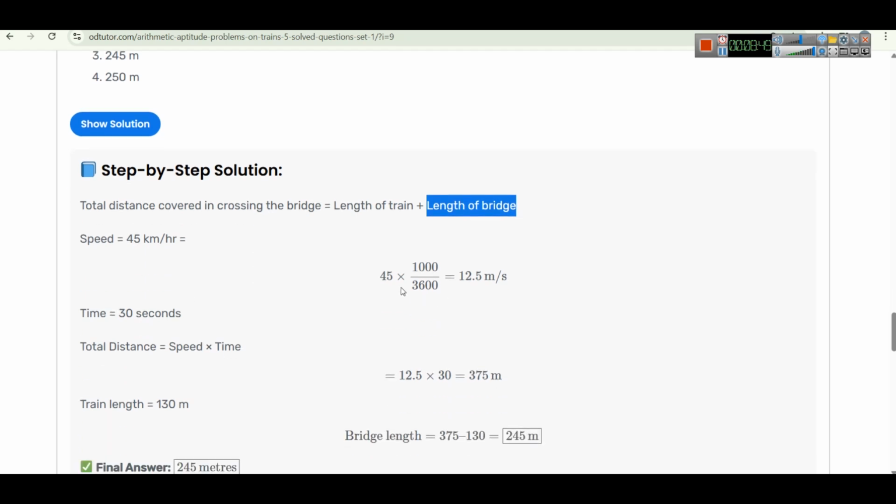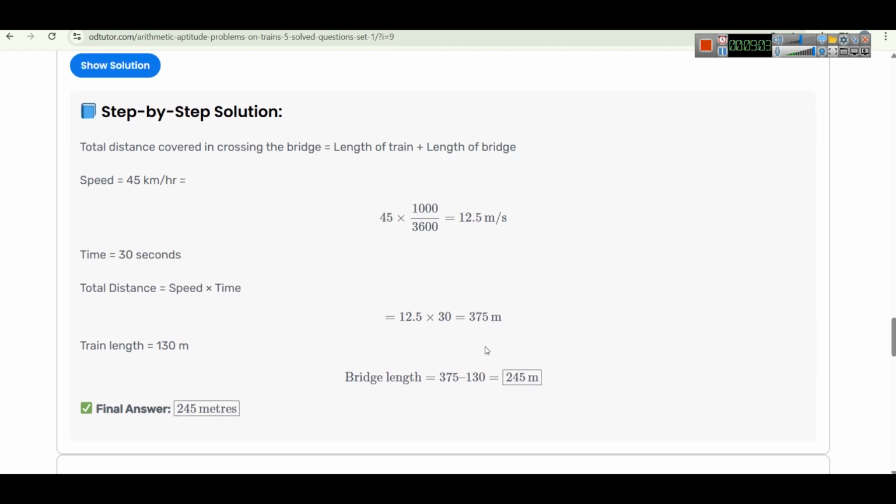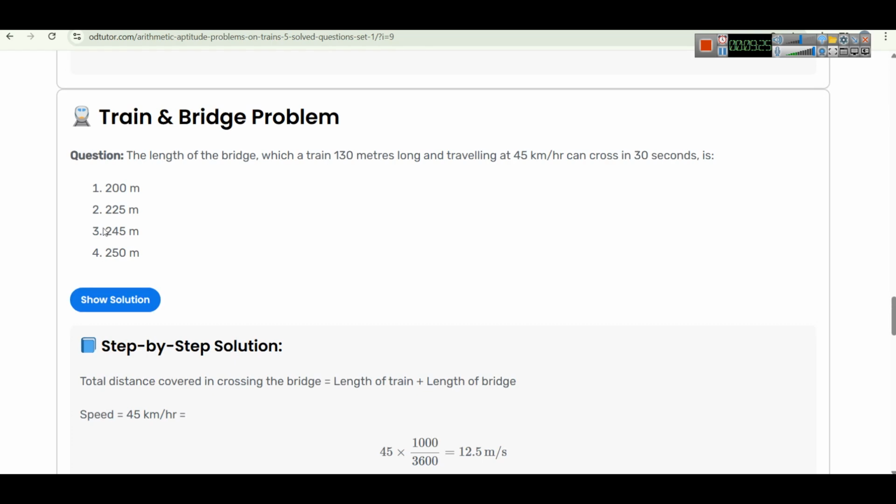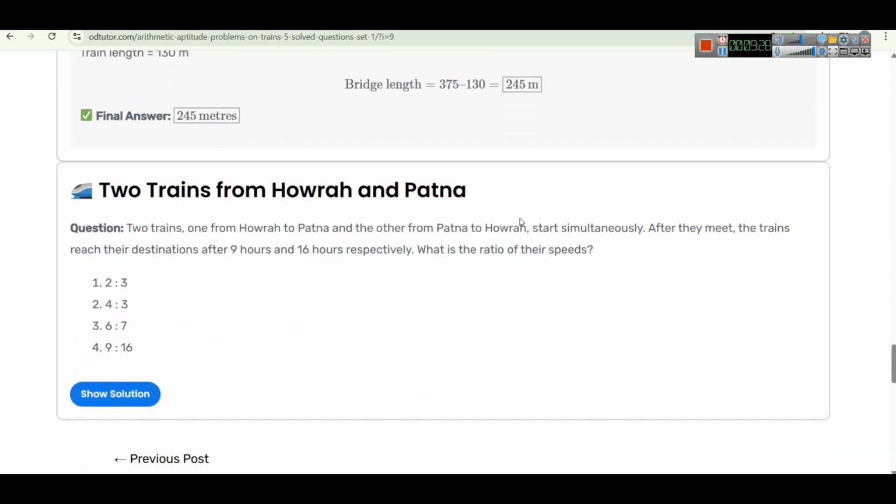So speed is 45 kilometer per hour, which is 12.5 meter per second. Time taken is 30. So distance is speed into time. So your time is 30, which will be 375 meter total distance. Now train length is given as 130. So if you subtract them, you will get 245 meters, which is the length of that bridge. 245 meter. C is the correct answer.